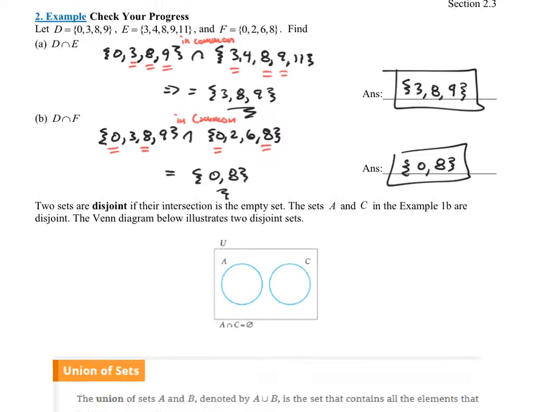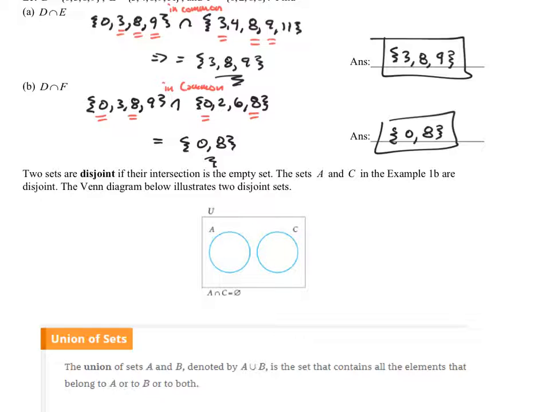Okay. So let's look at the next one. It says two sets are disjoint if their intersection is the empty set. So the sets A and C in example 1b are disjoint. Why were they disjoint? They had nothing in common. Their intersection was the empty set. So what does it look like if you looked at the Venn diagram picture? Well, it would be two circles that don't overlap whatsoever. Those are disjoint sets where the intersection is the empty set. They have nothing in common.